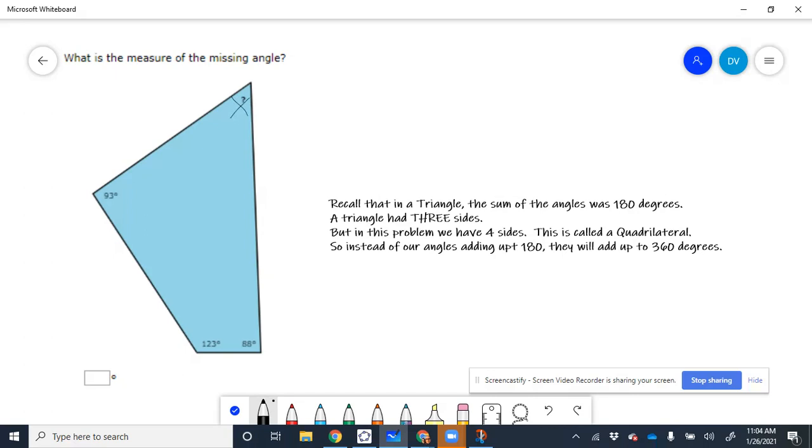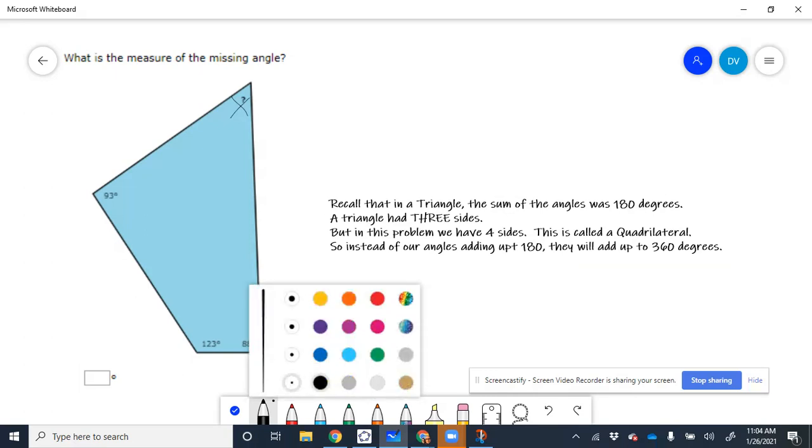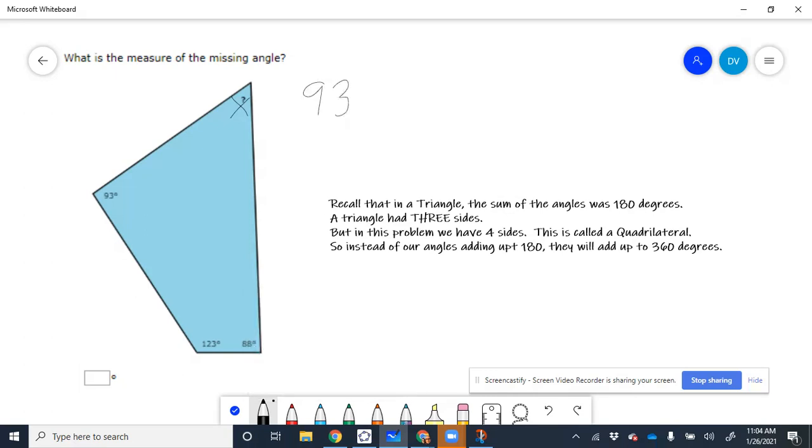So the four things that we want to add up in this problem are 93, 123 degrees. I guess I should put a degree symbol there, maybe a little bit smaller. So 93 degrees plus 123 degrees plus 88 degrees plus this unknown value, we'll call it X, and that doesn't equal 180 but 360 degrees.